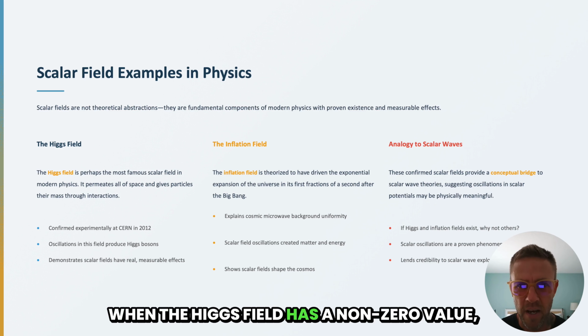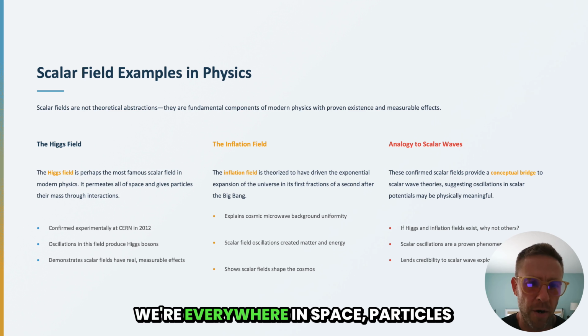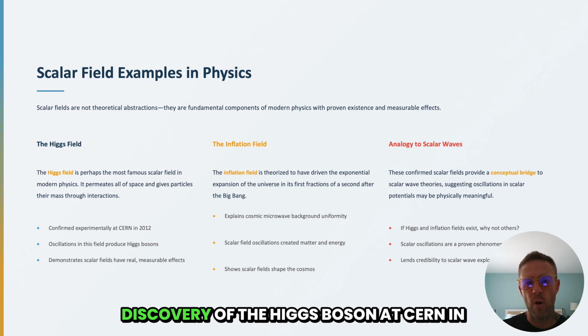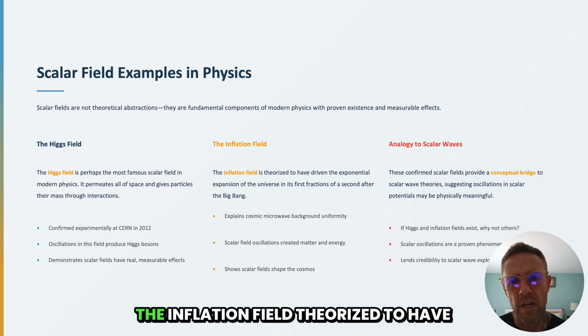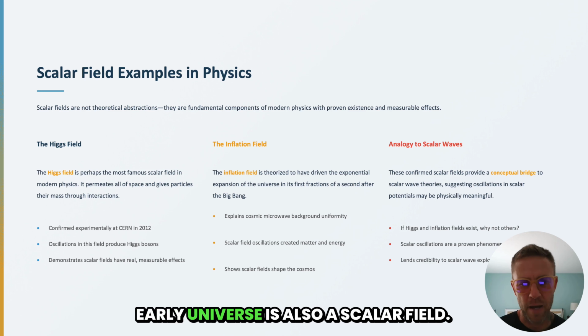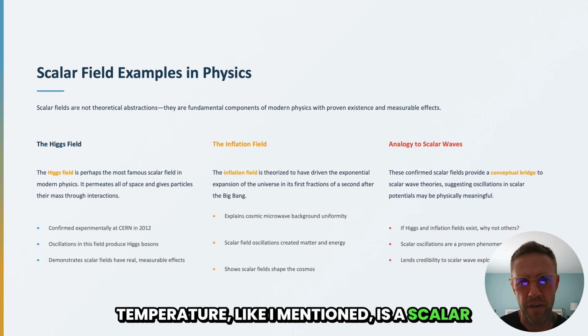When the Higgs field has a non-zero value everywhere in space, particles acquire mass. This was confirmed experimentally with the discovery of the Higgs boson at CERN in 2012. The inflation field, theorized to have driven the exponential expansion of the early universe, is also a scalar field. Temperature, like I mentioned, is a scalar field.